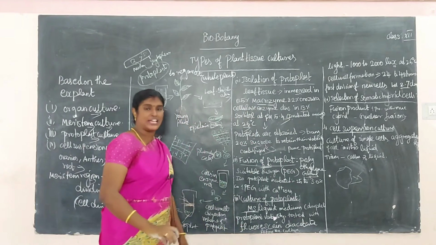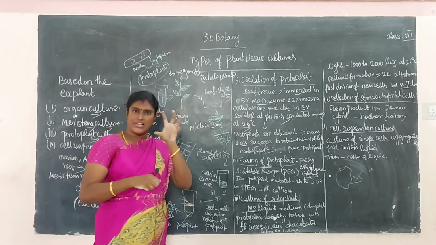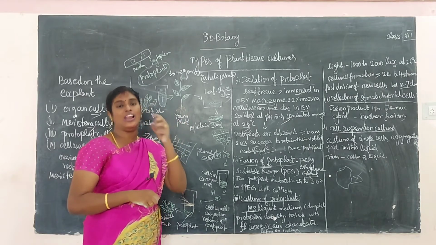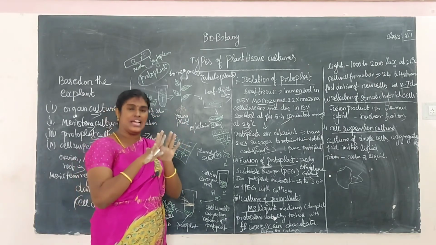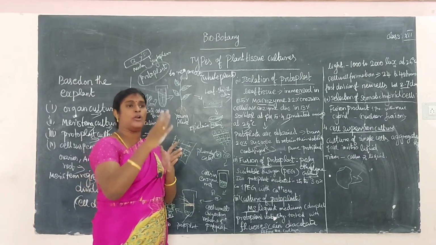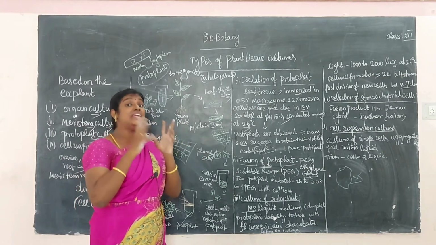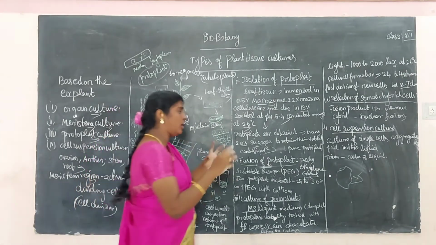Okay, so what is callus? An undifferentiated mass of cells. There are many cells, so what is a mass of cells? A group of cells, that is called callus. Undifferentiated means the cells are not differentiated. What does differentiated mean? For example, root, shoot, leaf. It is not differentiated. So it is an undifferentiated mass of cells, that is called callus.